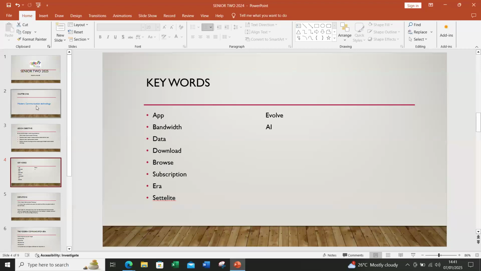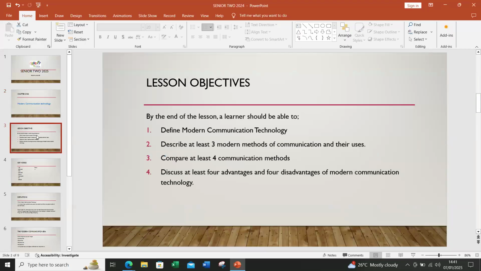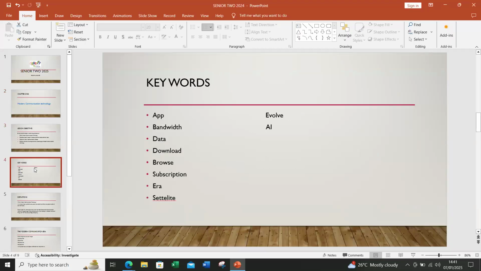I could take you back here to the first slide. That is our chapter, modern communication technology. These were our lesson objectives, and we're on the fourth slide explaining the key words that we are going to be meeting here and there, for us not to misuse them or for us to interpret the information that will be given to us by our friends in their discussions.